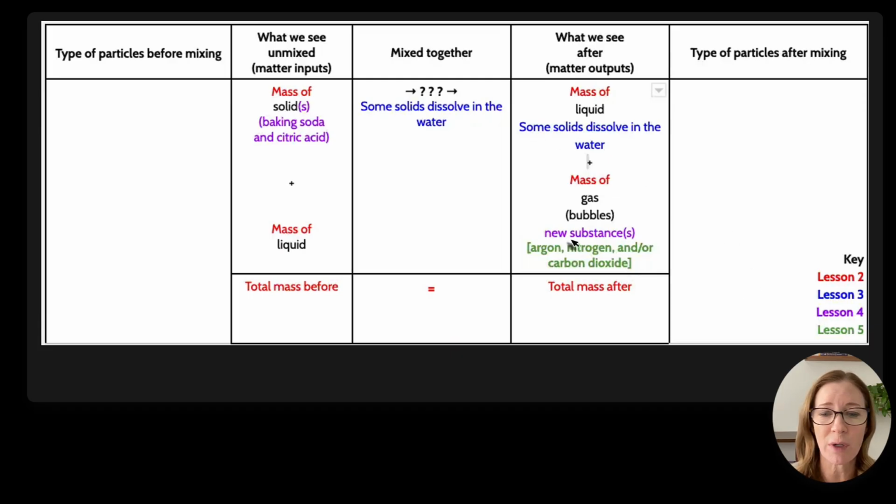Lesson 4 is the purple, where we figured out that the substances that make bubbles are baking soda and citric acid. And we learned that there's a new substance being made that was not there before, because there was not gas here before, and that was made. And in lesson 5, you're going to see this green idea where we've narrowed down the gases to be argon, nitrogen, and/or carbon dioxide. We're not quite sure, but it definitely can be one of these from our density and flammability tests.